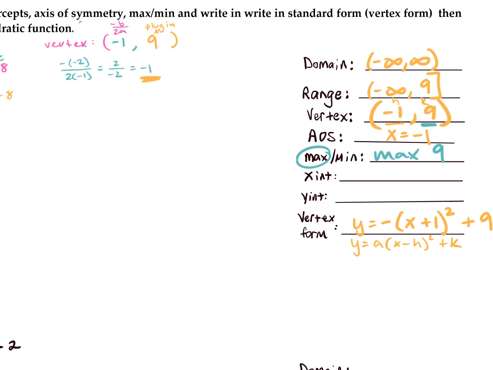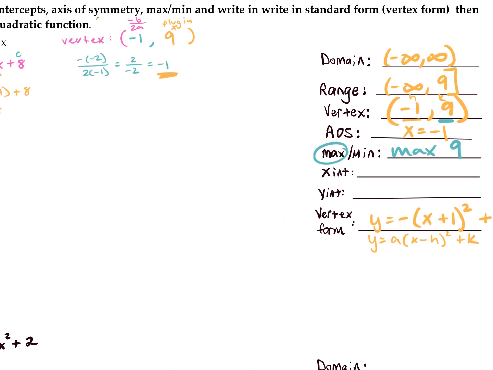So to find everything that we just found, we have to start by finding the vertex. Once we find the vertex, the axis of symmetry is going to be the h from your vertex. The range and the max or min is going to repeat the y from your vertex, or the k. And then vertex form, you need the vertex in order to do that.